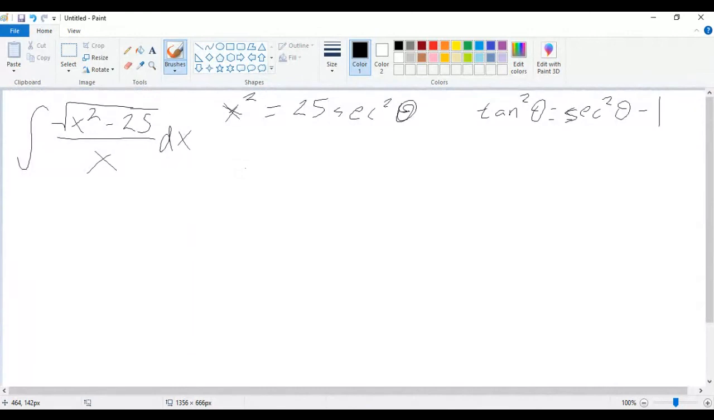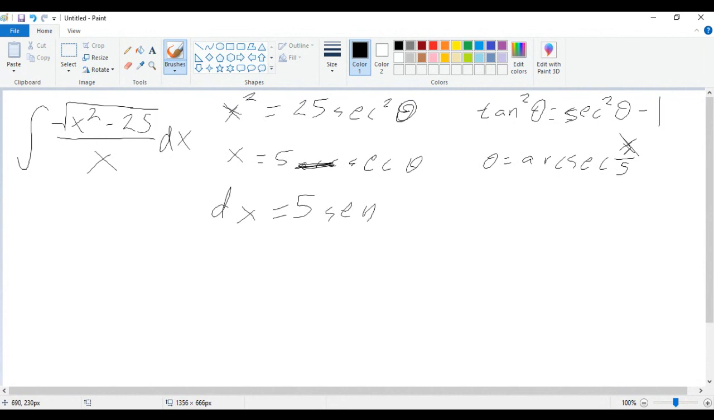First we need to simplify this, so we end up with x equals 5 secant theta. That tells us that theta is just like you said, arcsecant of x over 5. And then lastly, dx: the derivative of secant theta is secant theta tangent theta. So dx is 5 secant theta tangent theta. And then we get to make our substitutions.